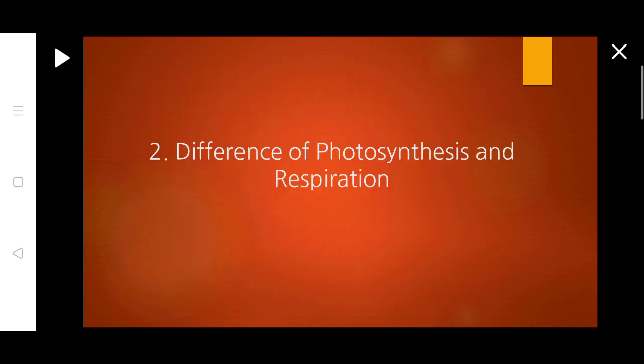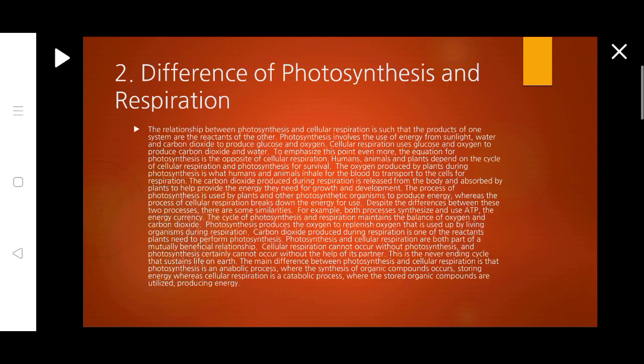So this is the second question, the difference of photosynthesis and respiration. So what is the difference of photosynthesis and respiration? The relationship between photosynthesis and cellular respiration is such that the products of one system are the reactants to the other.